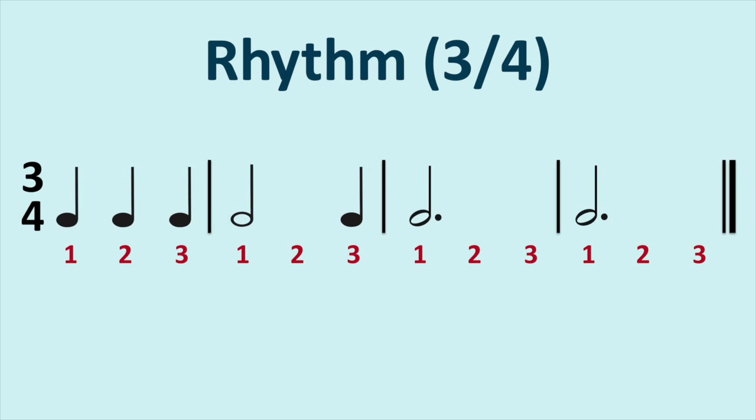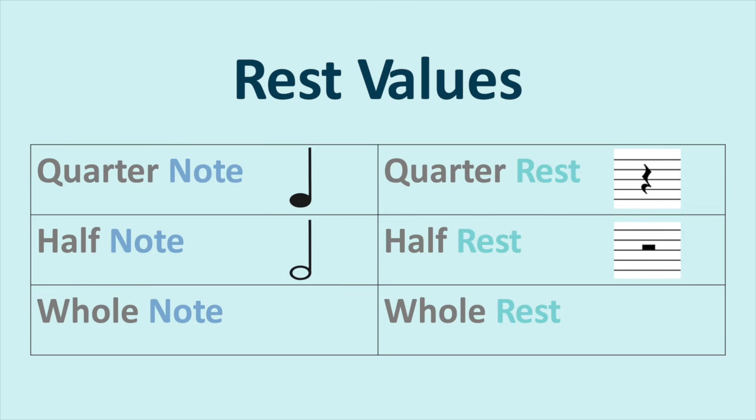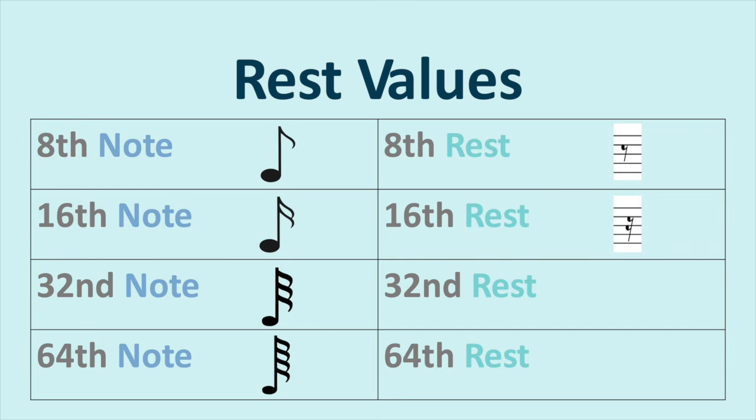Music does not consist only of sounds, it includes silences too. The signs used for silences are called rests. The duration values of rests are equal to their note counterparts. A quarter rest receives the same duration as a quarter note. A half rest receives the same duration as a half note. A whole rest receives the same duration as a whole note. And there are 8th rest, 16th rest, 32nd rest, 64th rest, and so on.